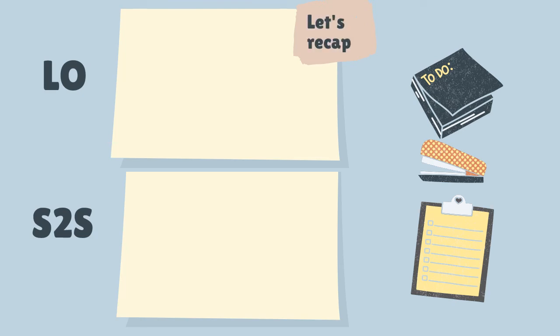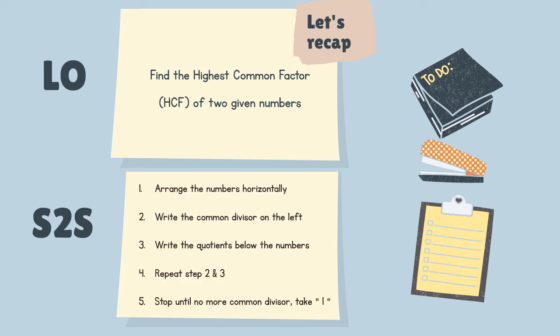Let us quickly recap our LO and S2S for today. Our learning objective for today is we are finding the highest common factor, that is HCF, of two given numbers. Our S2S for today are, the first one is we are preparing the stairs, arranging the numbers horizontally. Step 2, write the common divisor on the left. Step 3, write the quotients below the numbers. This is where division starts. Step 4, repeat step 2 and 3 only if there is still a common divisor. Step 5, stop until no more common divisor and take the straight line on the left.